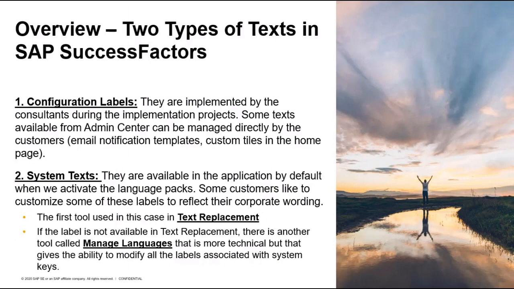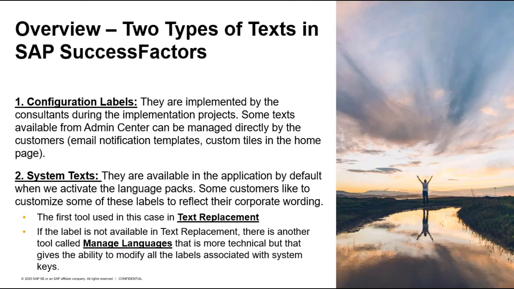There are really two types of text in the system. The first are generally called configuration labels. They are put in place by the consultant during the implementation project. Customers can also be in charge of some text available in Admin Center, such as email notification templates or the custom tiles in the home page.